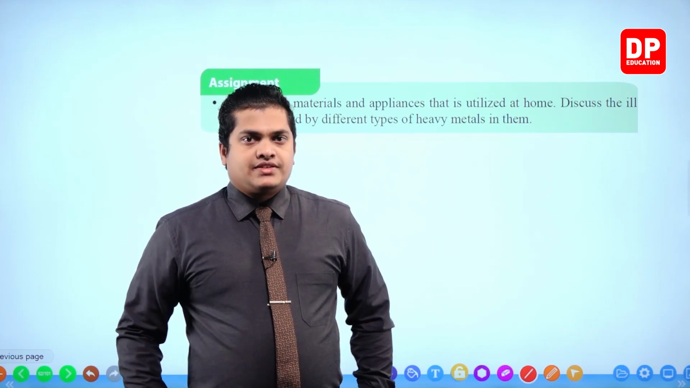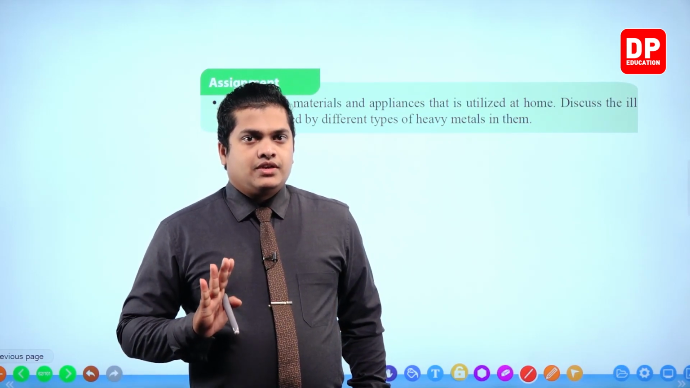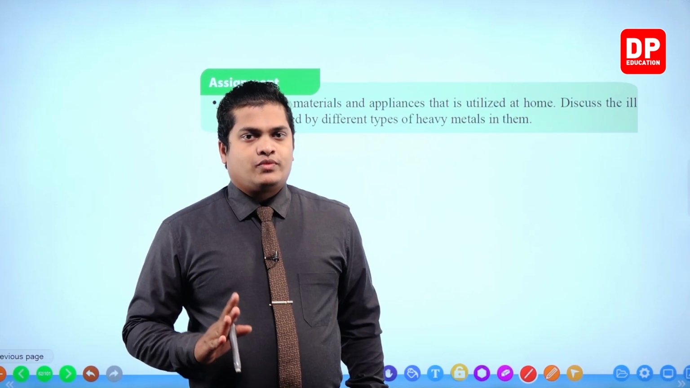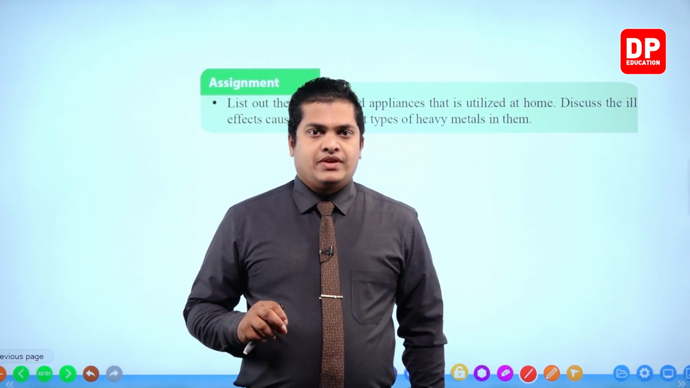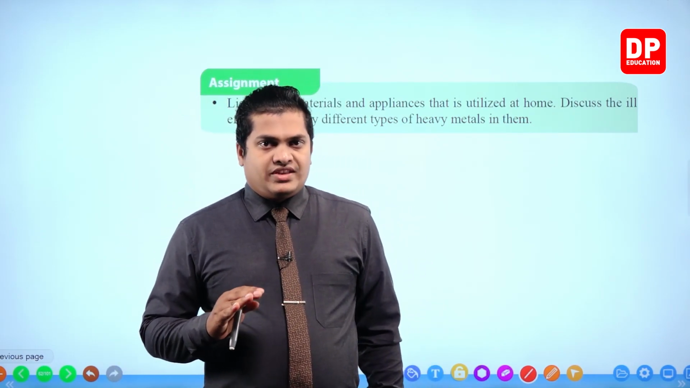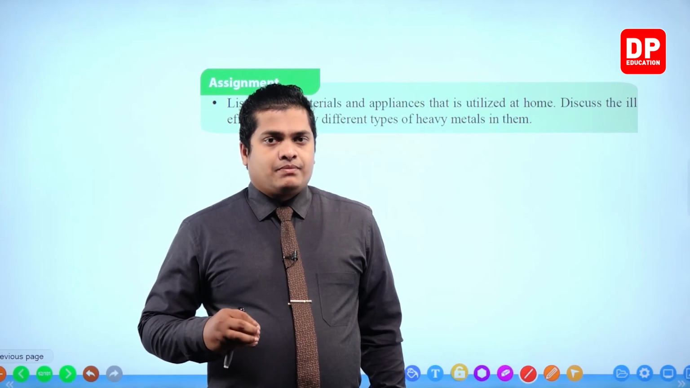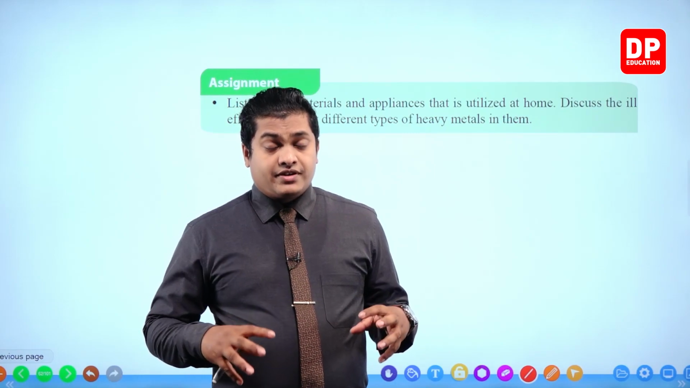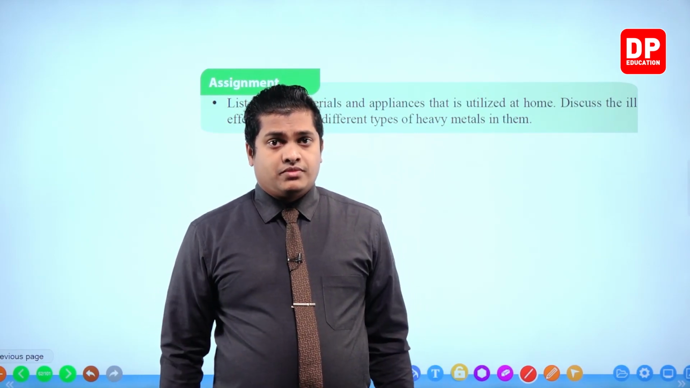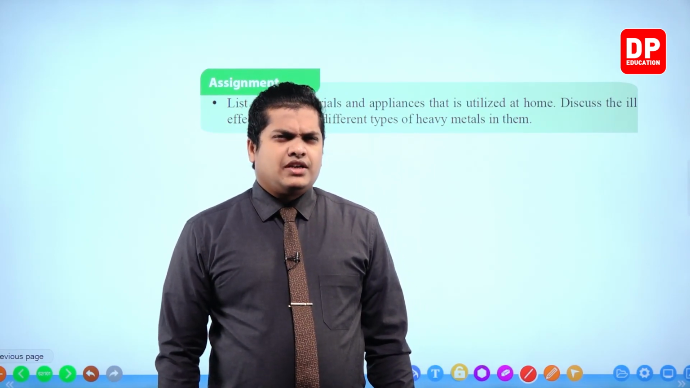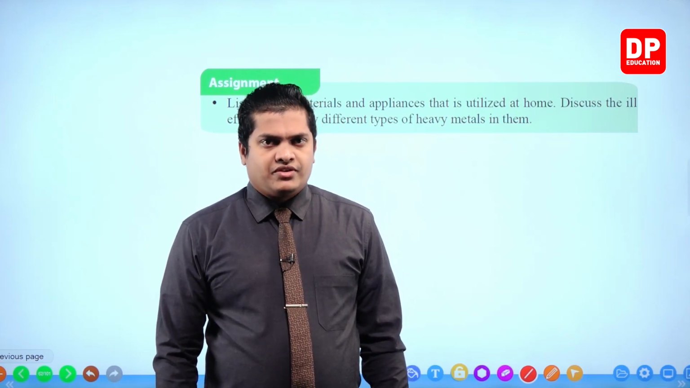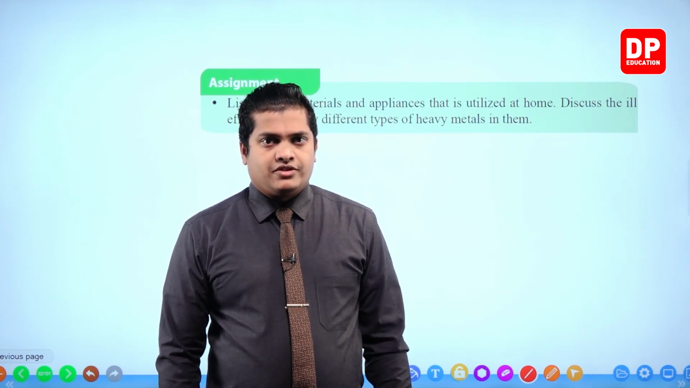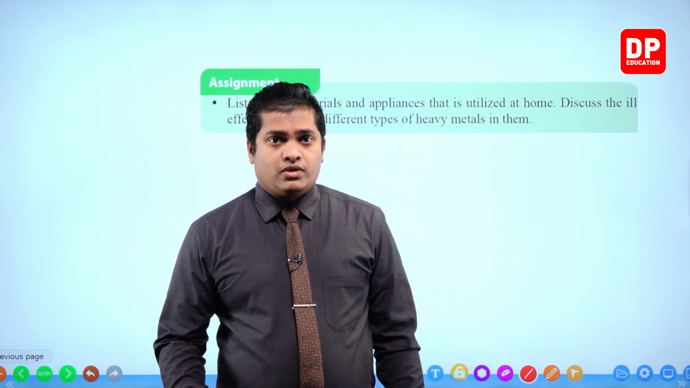Right, my dear children. So we have studied several things regarding environment pollution. We discussed how environment pollution mainly happens. We discussed that environment pollution mainly happens because of different kinds of waste materials added to the environment. Under that, we discussed several kinds of waste materials which are being added to the environment mainly by the human population.